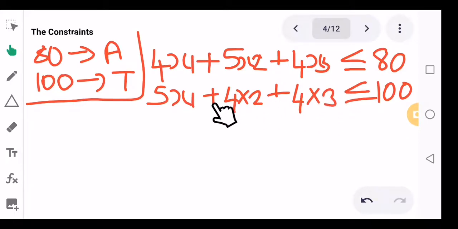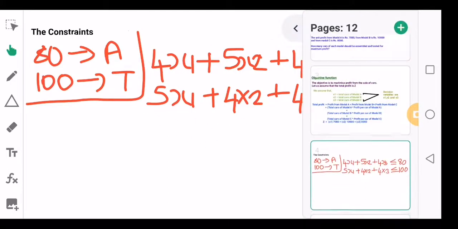Okay, and this is the total actual time for testing. This total actual time for testing should be either equal to 100 or less than 100, because they have said that it has to be a maximum of 100. That's how we got these two constraints.